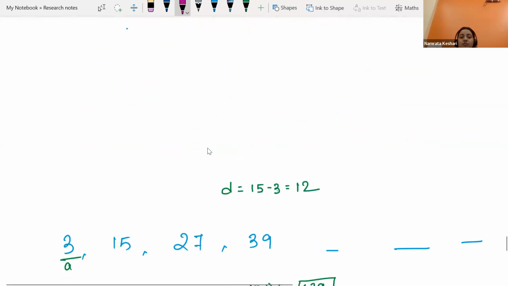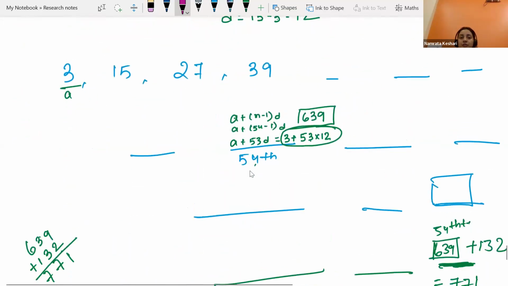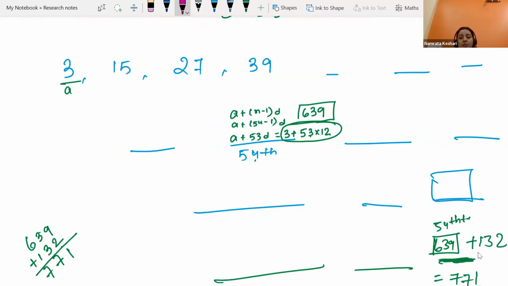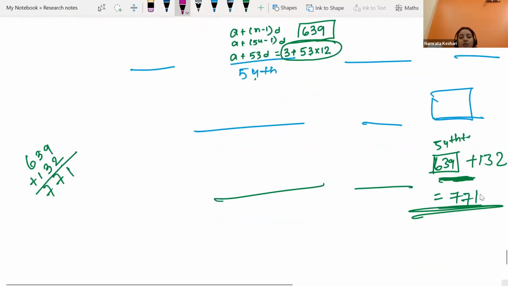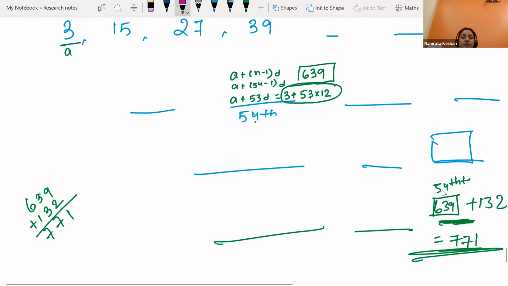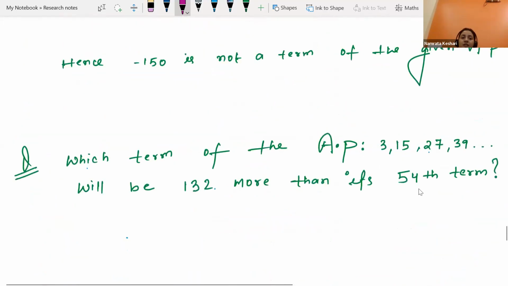First we found the 54th one, that is 639. And 132 more than that means 771. Now where is this 771 lying? You have to find the placement, the place number of the term. Yes. Are you getting it? I understood.